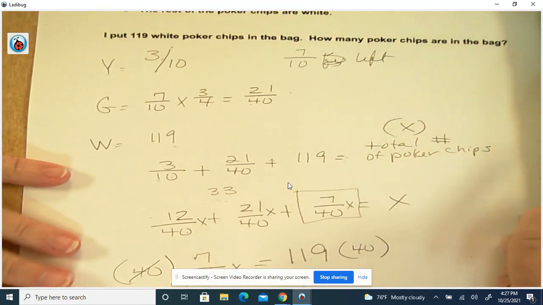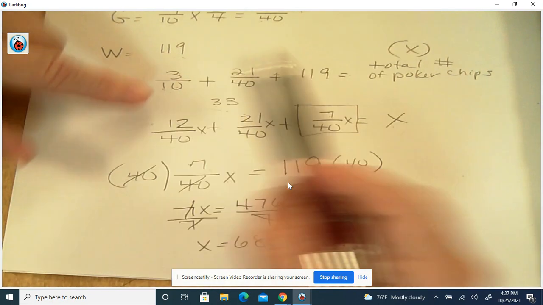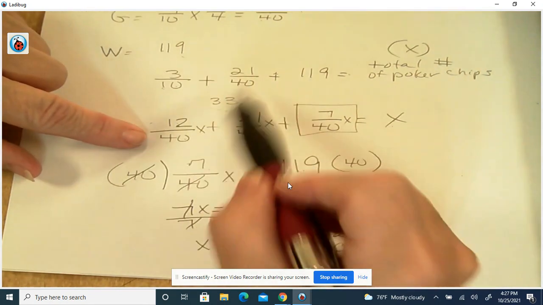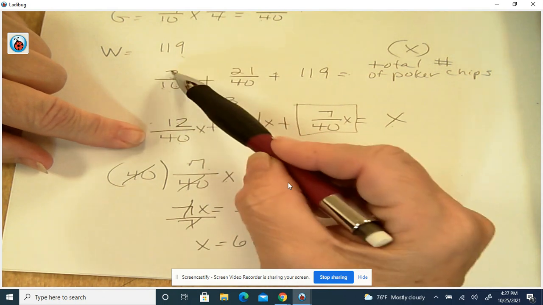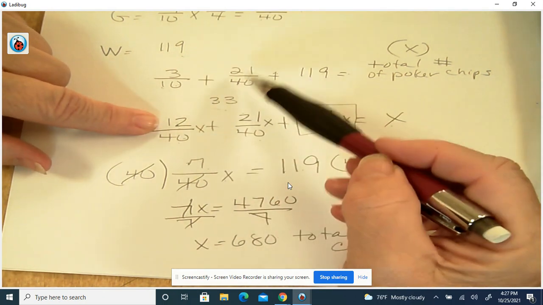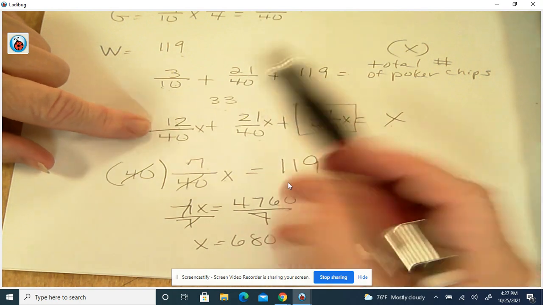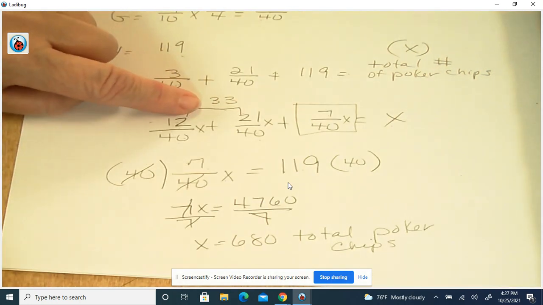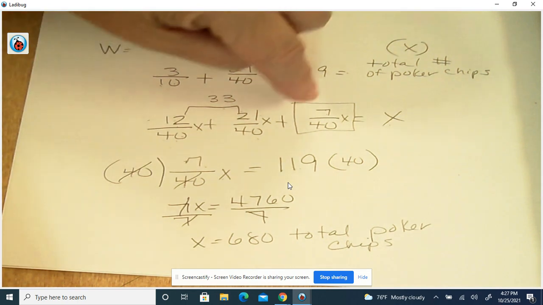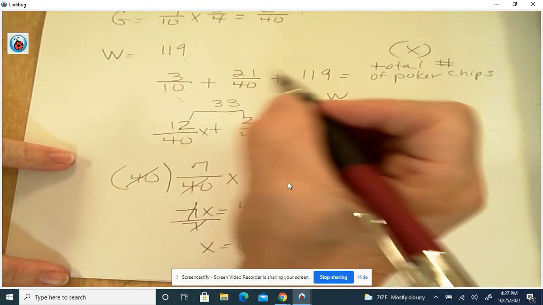With that being said, the common denominator between these two is 40. So 10 goes into 40 4 times. 4 times 3 is 12. 40 goes into 40 one time. 21 times 1 is 21. If we add these two together, we get 33 over 40. So the white chips is going to be 7 out of 40.